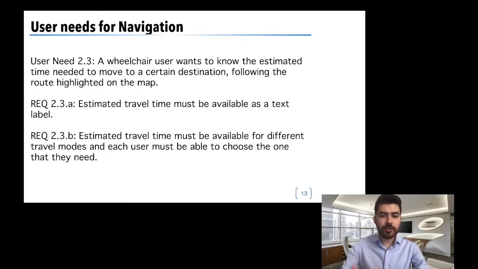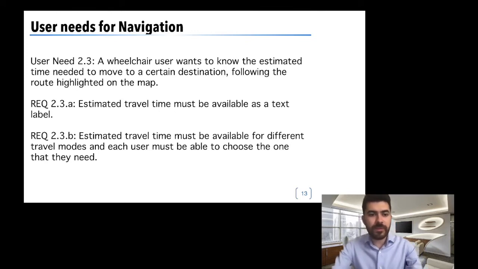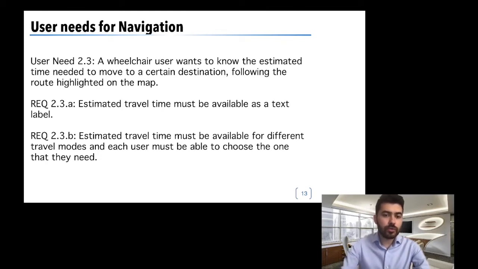And so estimated travel time must be available as text labels, and also the estimated travel time must be available for different travel modes. This is important, as for example Google Maps does, to present different travel modes with different estimated travel times. And the important thing here is also to present to the user only those travel modes that are concretely available, really available on that path for that destination.